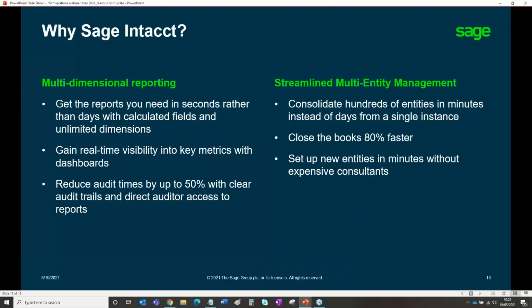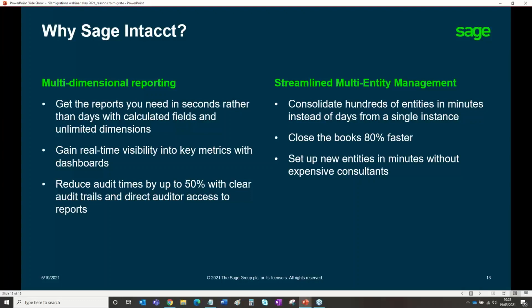So, some of the reasons why you might want to consider Sage Intacct: you've got multi-dimensional reporting, so you can get the reports that you need super quick, in seconds rather than days, with calculated fields and the unlimited dimensions I've mentioned previously. You've got real-time visibility into key metrics with your dashboards. You can reduce audit time significantly, and you've also got clear audit trails, and the auditor can get direct access to the reports as well, which I think is really beneficial.